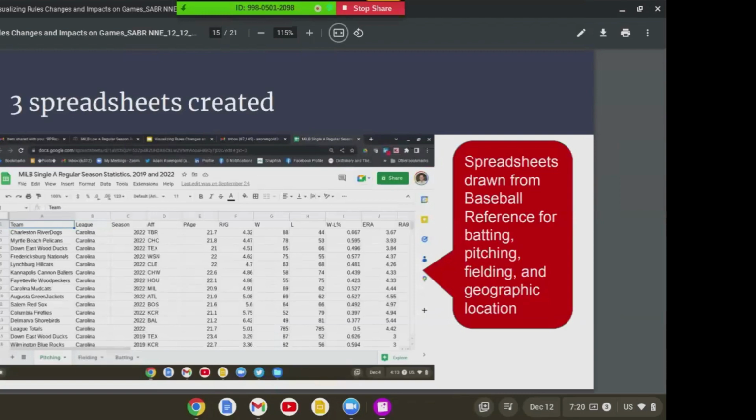The problem or question I think we've already dealt with, which is we want to know what the impact of these rule changes was. And so the action that I took was I drew a number of spreadsheets from Baseball Reference, 4 in total. So for batting, pitching, fielding, and geographic locations, so I could plot them on a map. We'll see that in a minute.